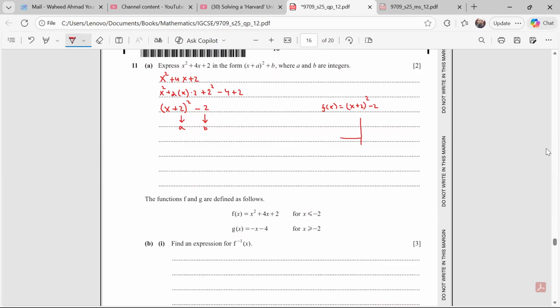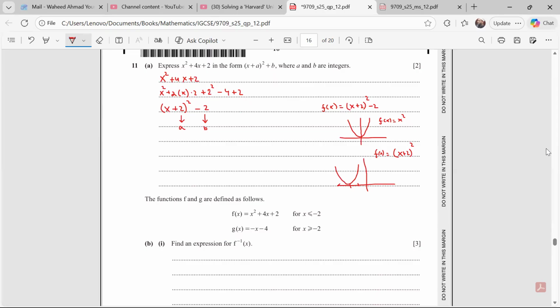Remember, if I have only f of x equal to x squared, it will be a parabola like this, right? We know this thing. Now if it is x plus 2 squared, it means this is shifted to the left by 2. So this is a parabola which is 2 units left. It is the same thing, but something like this now.